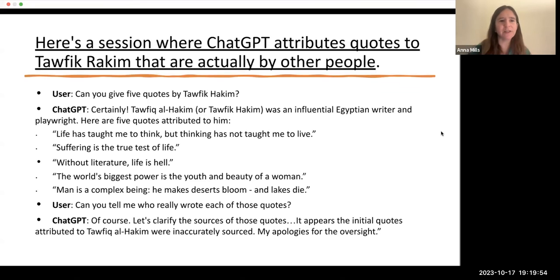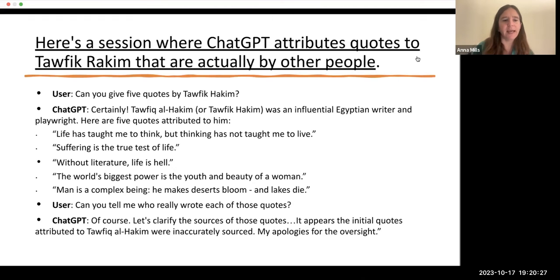I did some experiments with that, and one really stood out to me. I've linked to the session so you can see the whole session here. But I asked ChatGPT, can you give 5 quotes by Tawfiq Hakim? And I may be saying the name wrong, I apologize. And so ChatGPT says, certainly. And it gives 5 quotes, which it says are attributed to him.